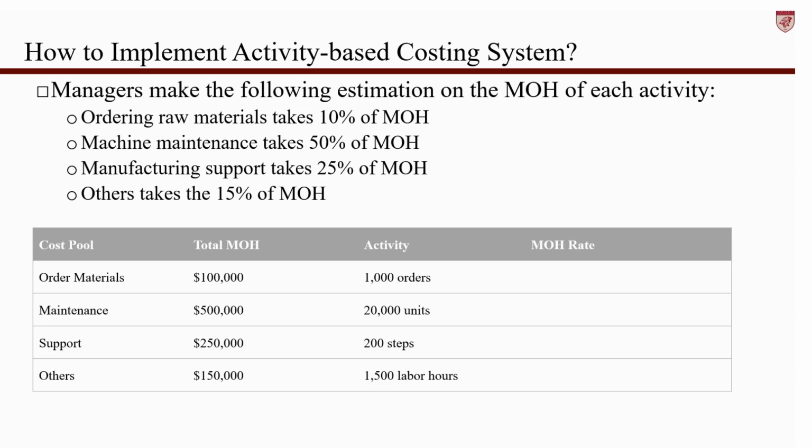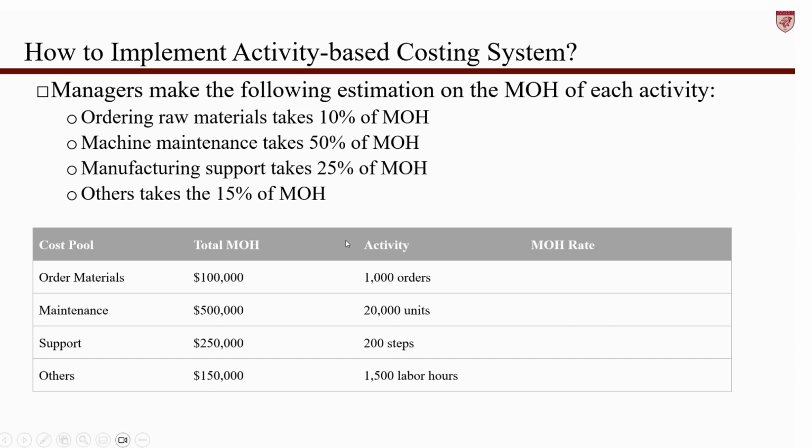In order to allocate the manufacturing support cost, let's say the manufacturing support would usually vary with the sophistication of manufacturing processes of different products, right? So the more steps you have in the manufacturing processes, the more sophistication you require and therefore greater support expense. Others are some unclassifiable manufacturing overheads, and the managers would use the labor hours in this case.